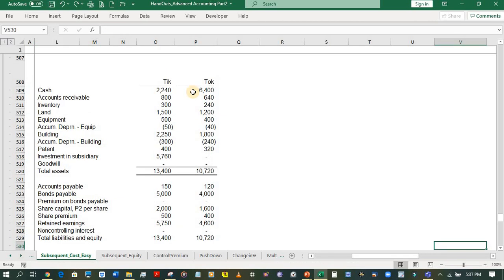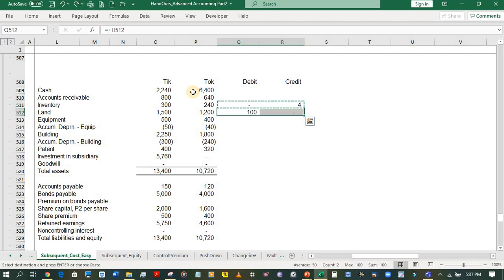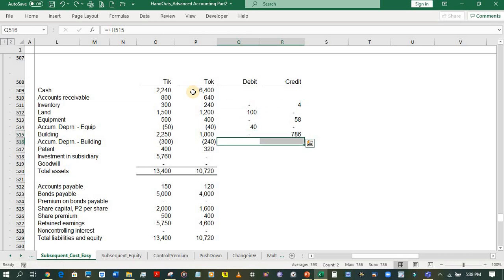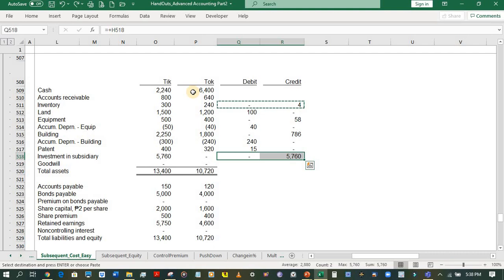Now let's post the eliminating entries. So there is a debit and credit for the eliminating entry. Let's start with the inventory. The inventory has a credit for 4 pesos, then land 100 debit, then the equipment is credited at 58, accumulated depreciation is debited at 40, there is a credit to building 786 and debited accumulated depreciation for 240 pesos. The patent is debited at 15 pesos and we credited 5,760 for investment in subsidiary. So after this eliminating entry, the investment in subsidiary will be 0.